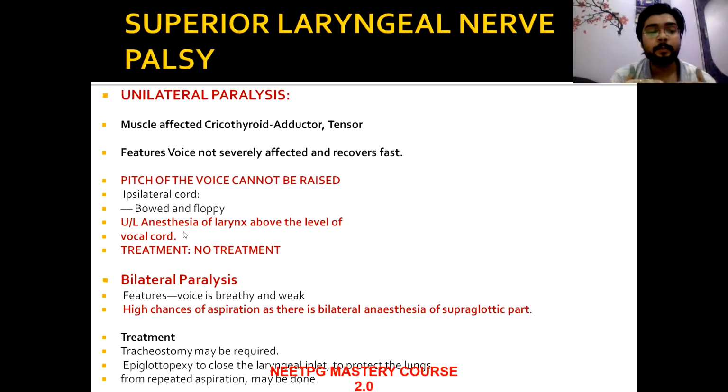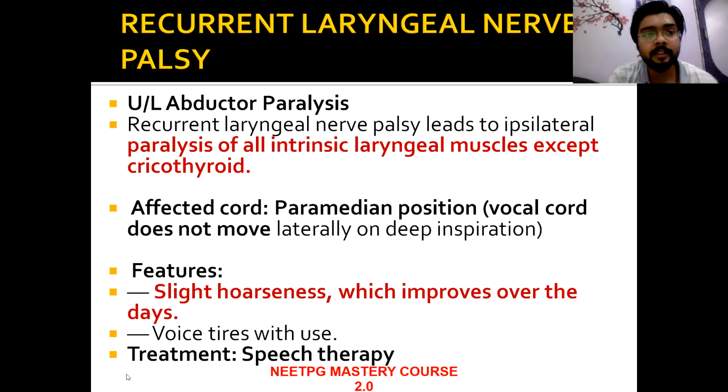But now if it is bilateral, then the voice will become breathy and weak, and there will be high chances of aspiration, because on both sides there is no sensation. Then to prevent aspiration, you can do a tracheostomy or epiglottopexy to close the laryngeal inlet and protect the lungs from recurrent aspiration. That means here the main motive in bilateral palsy of the superior laryngeal nerve is not respiratory distress, but preventing aspiration, because both sides of the laryngeal inlet have lost their sensation. You got my point?